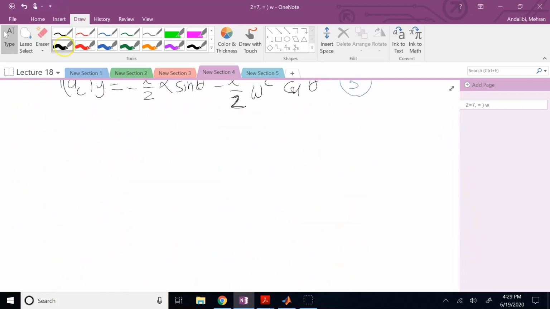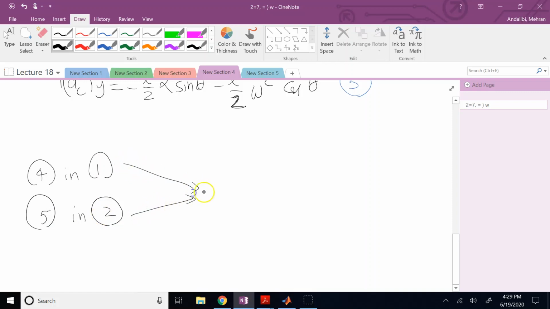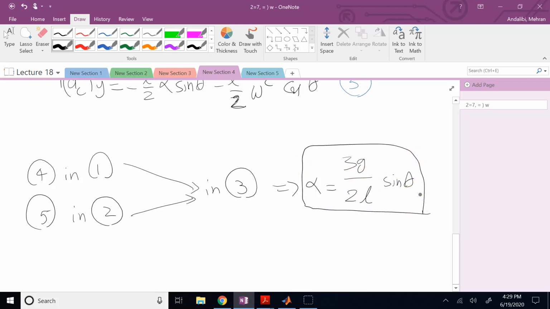Okay, so this is how you do it. You're going to plug in 4 into 1. You're going to plug in 5 into 2. And then the result of them will go in 3. And then you have to solve for alpha parametrically. If you do, you're going to get a bunch of simplifications. And it's not going to be super bad. This is the final answer. Alpha is 3g over 2L sine theta, okay?